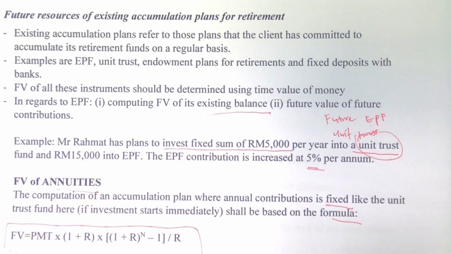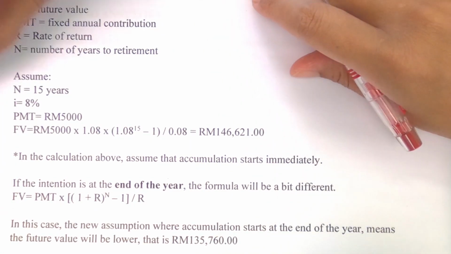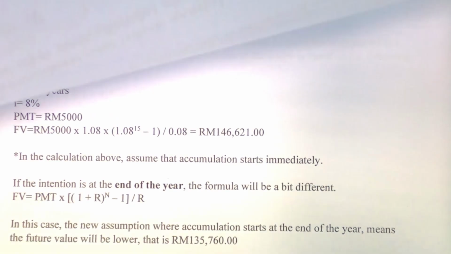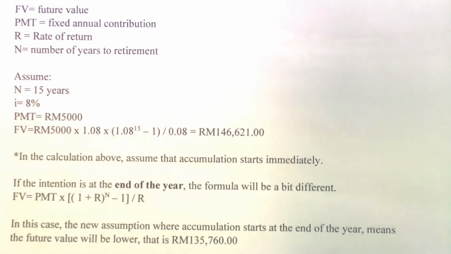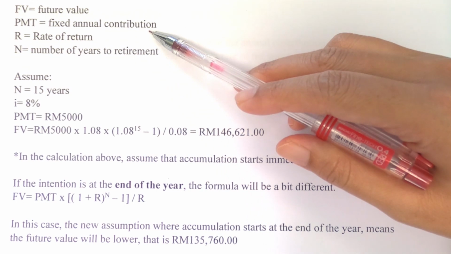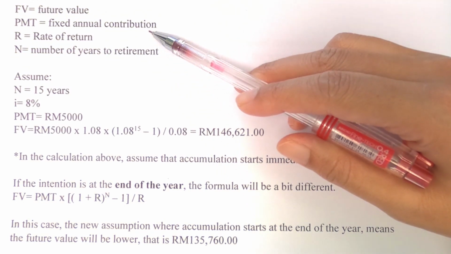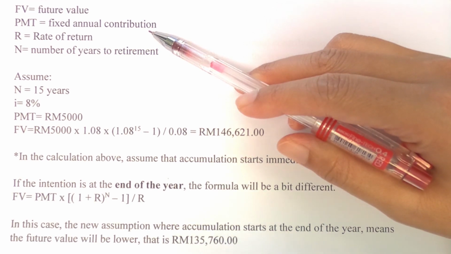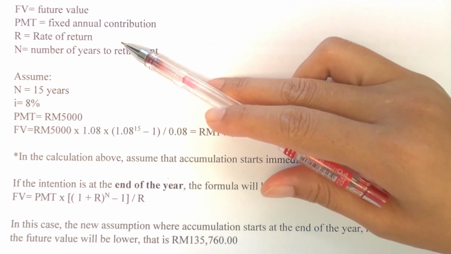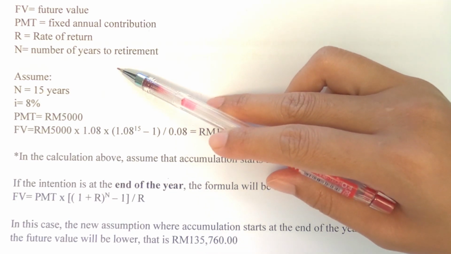Okay, so we can use this formula. If you look at this formula, FV is the future value of the unit trust that we want to calculate. The PMT is the fixed annual contribution that will be made every year by Mr. Rahmat. The rate of return, and N is the number of years to retirement.